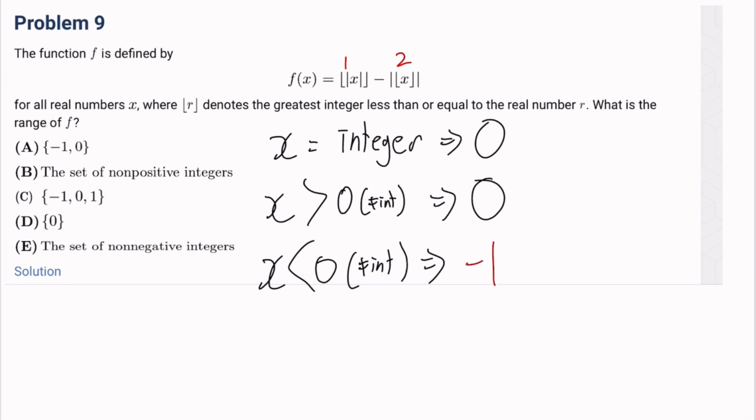So all the f values that we can get from all real numbers x are just 0 or, no, just 0 or negative 1, right? So the answer is A.